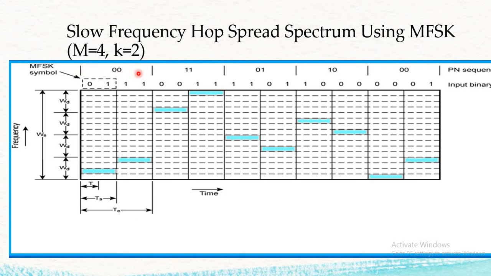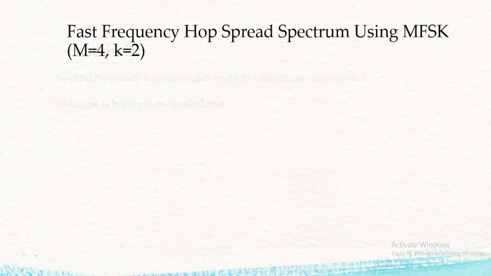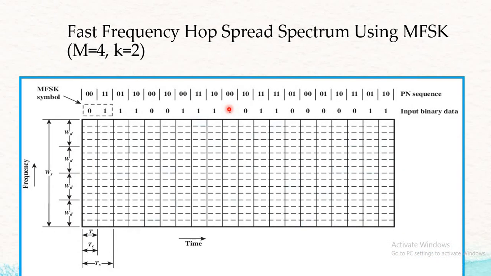So for 0 0, this one is your 0 0, we are having TS. As per the name, for each symbol we are having only one frequency. The next one is fast FHSS. Here several frequency hops take place to transmit one symbol, and the hop rate is higher than the symbol rate. So the same thing, you have to fill it out.